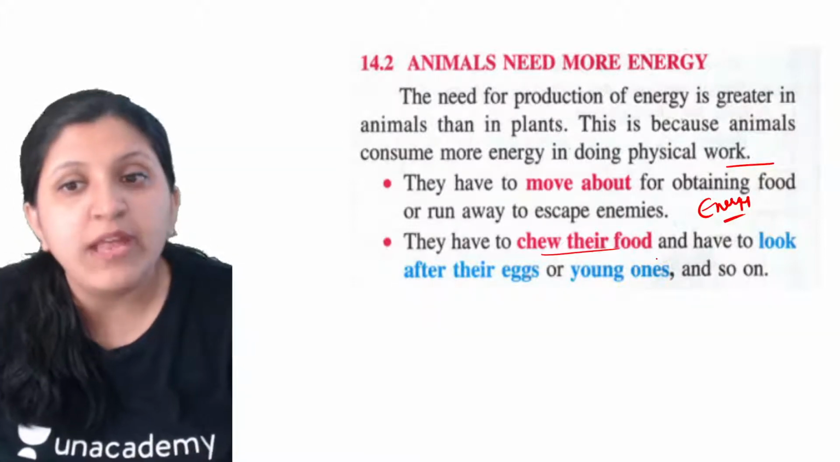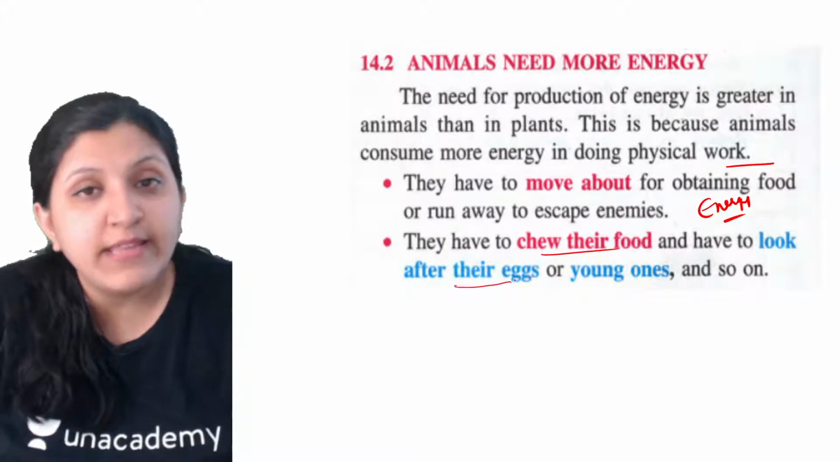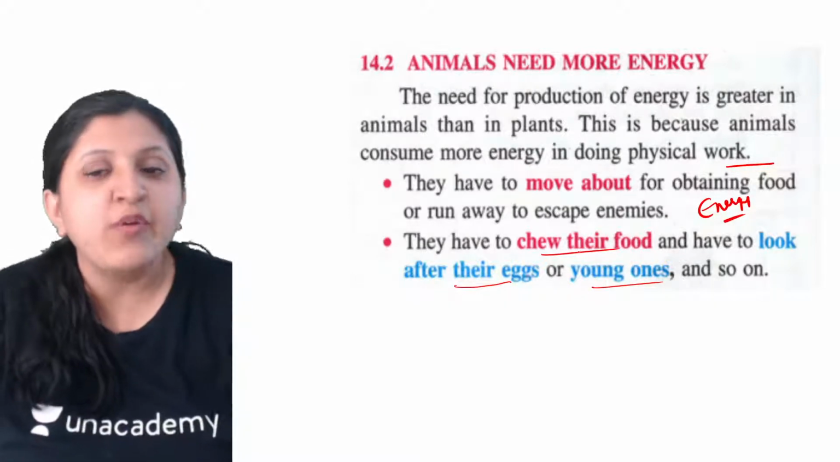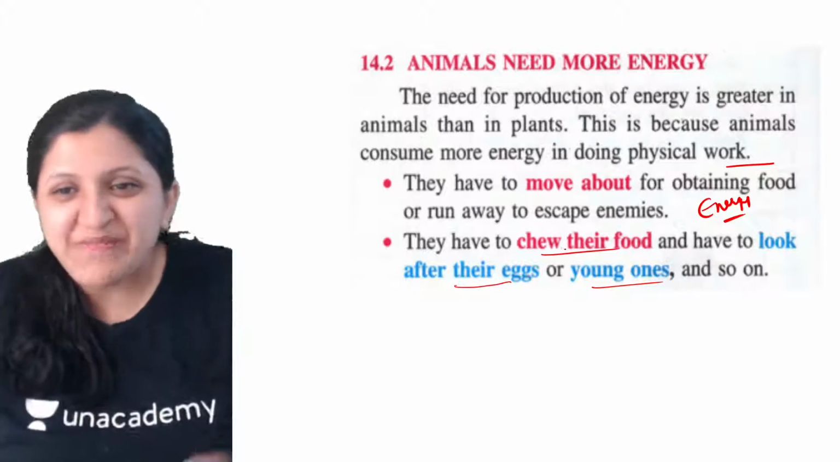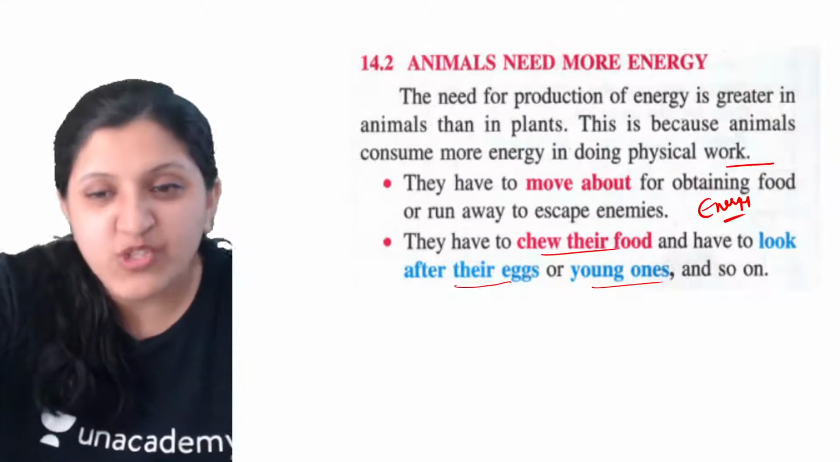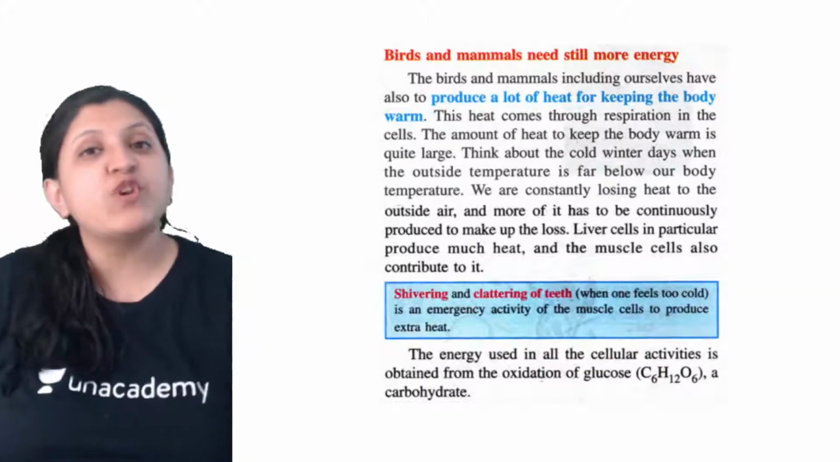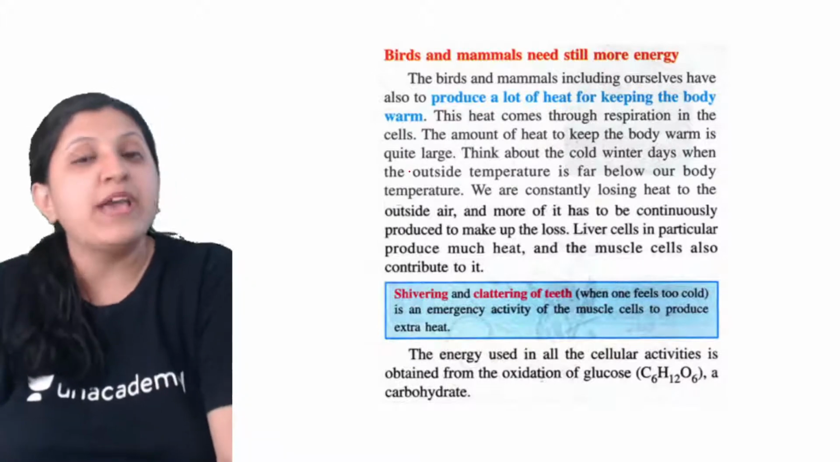But in case of animals, they have to chew their food and have to look after their eggs or young ones. To look after the young ones or the eggs, more energy drainage will be done. That is why more energy is required in animals as compared to plants. Now again, among animals, the birds and mammals require more energy.